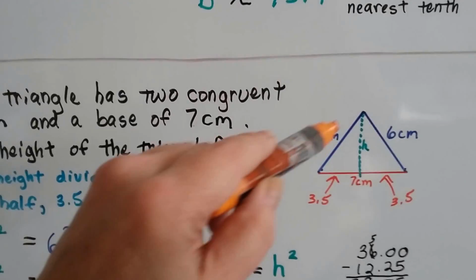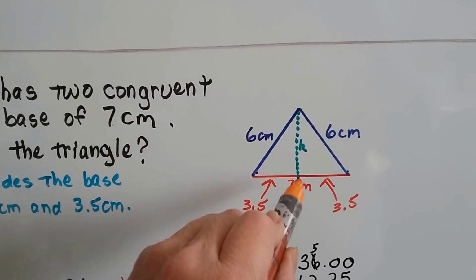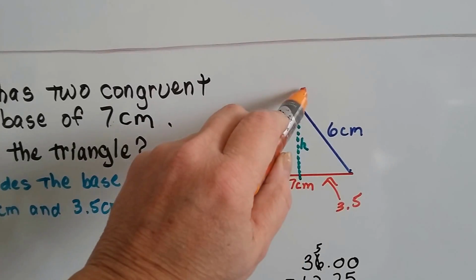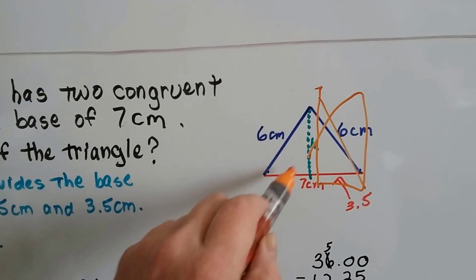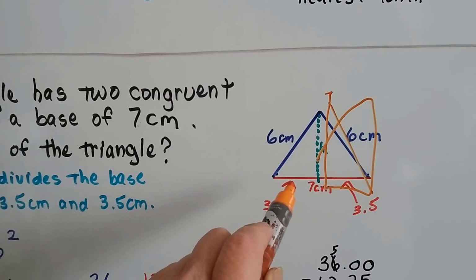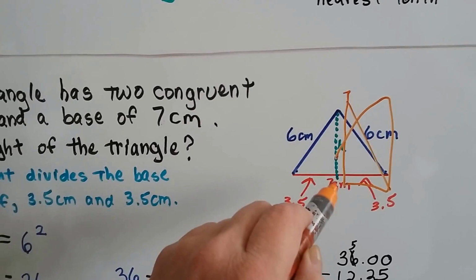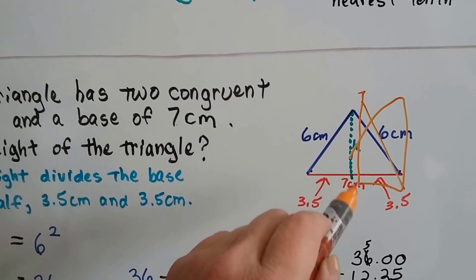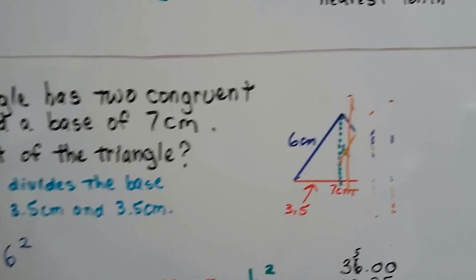So if we draw this height line right here, that's splitting the base into two parts. And we don't need this part right here. All we need is this triangle, see? So we've got 3.5 and 6 centimeters, and now we're trying to find what B is, or H for height, okay? We didn't even need this side of the triangle, did we?